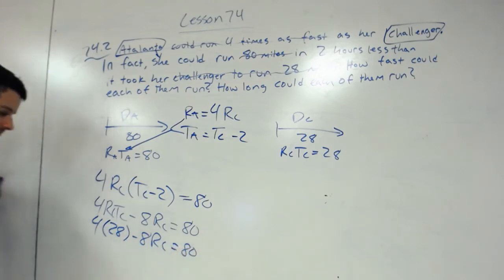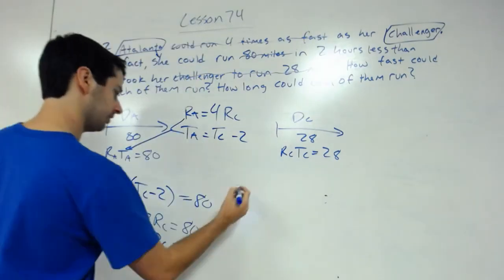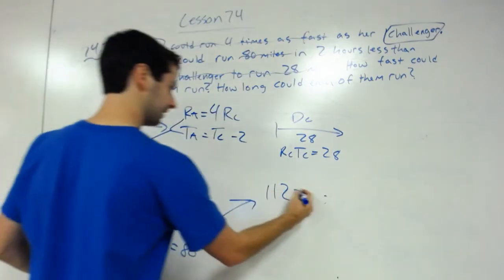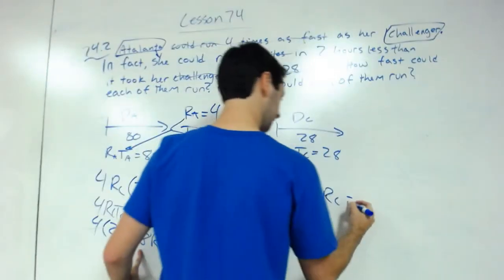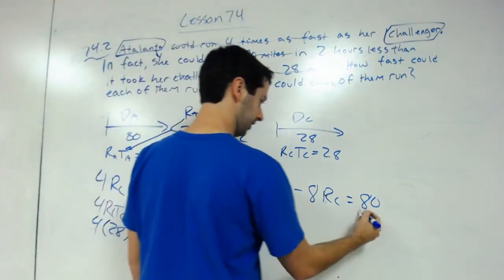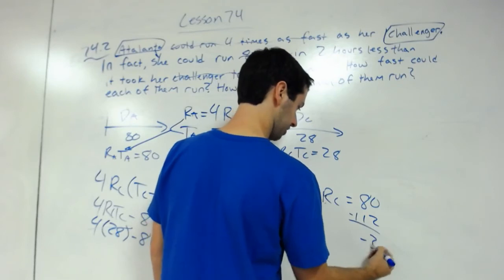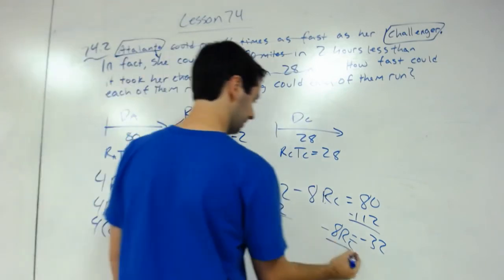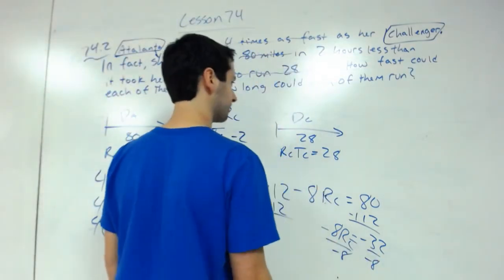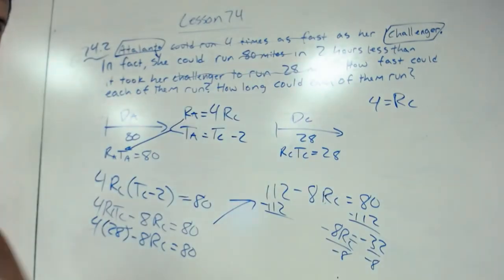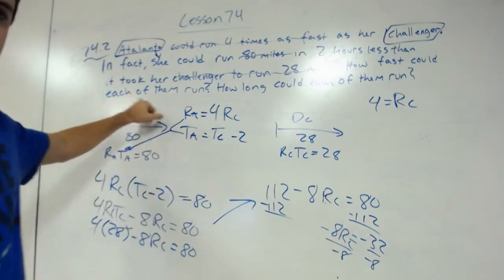We write the equation. 4 times 28 is, I believe, 112. So 112 for that minus 8RC equals 80. Now we're just solving. Get RC by itself, subtract 112. It's negative 32 equals negative 8RC. When you divide, you get 4 for RC. So the rate of the challenger is 4. It wants to know how fast each of them could run and then how long.